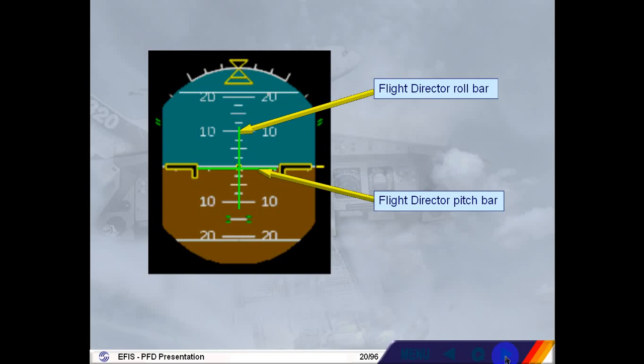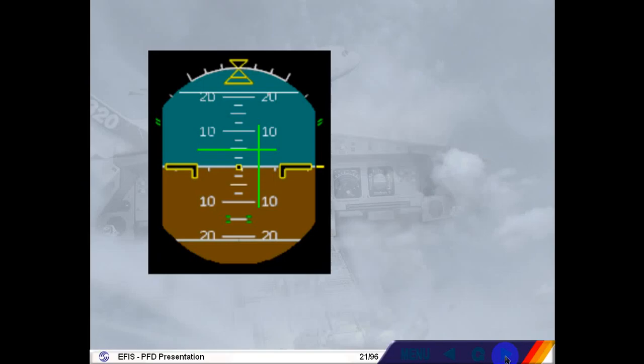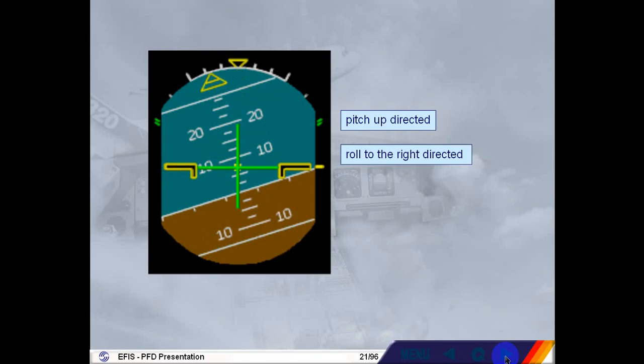Let's look at an example of the Flight Director in use. In this example, the Flight Director is directing a pitch up and roll to the right. Once the aircraft has achieved the required pitch and bank, the Flight Director bars will once again be centered.